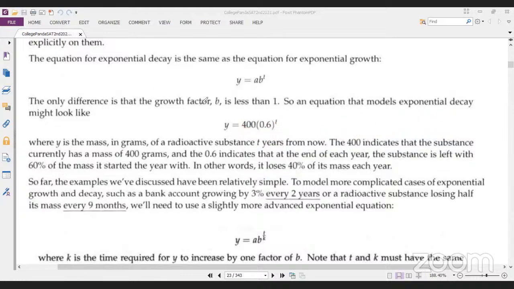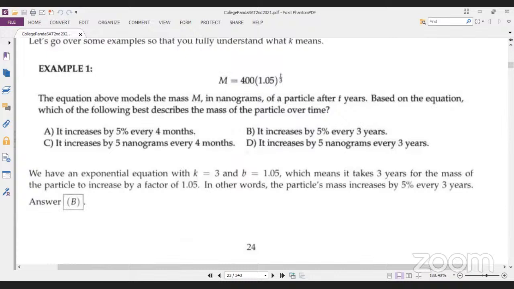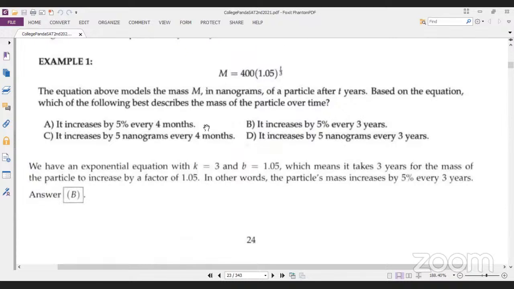Now we are here about the original form. Every time I ask you, just write the original form. What does it mean? y equals a times b to the power x, or power t. This is the original one. So here in this example, care about what we will explain. Here we have an equation, I will just write it down here on the whiteboard.